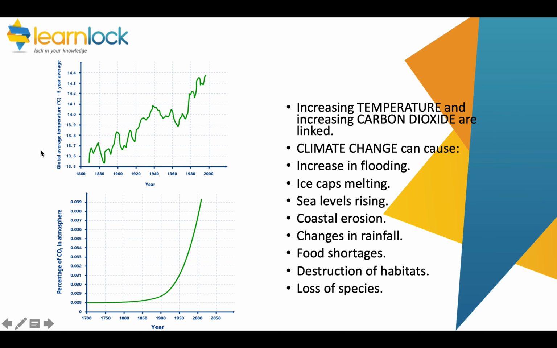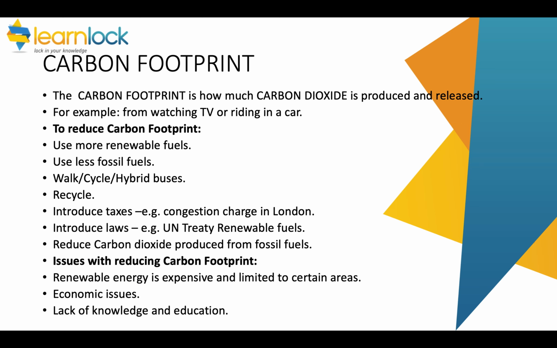So there is a trend between the temperature increase and the increase in carbon dioxide. These two things are linked. And climate change can cause an increase in flooding, ice caps melting, sea levels rising, erosion at the coasts, changes in rainfall, so in some areas heavy rainfall, in some other areas droughts, which will lead to food shortages, habitats being destroyed and loss of species. They're just some of the things that climate change is causing.